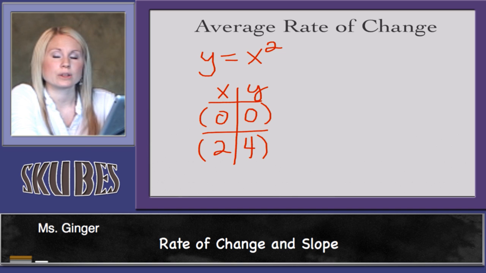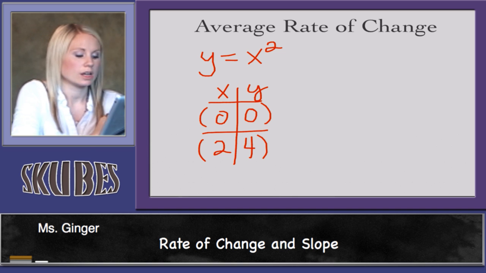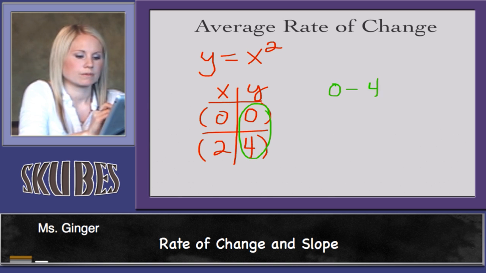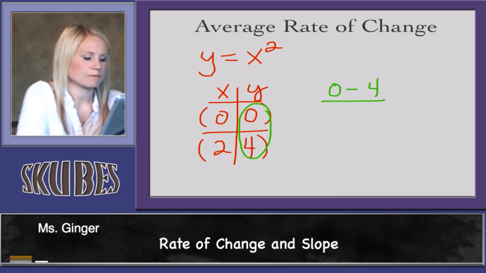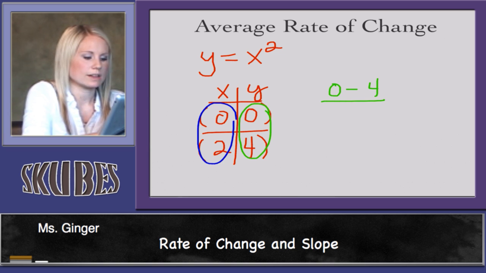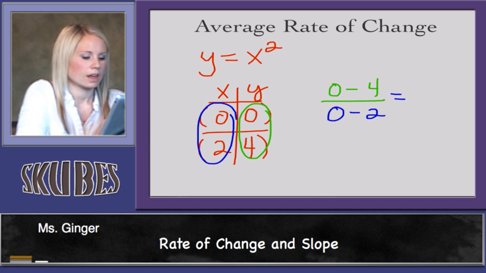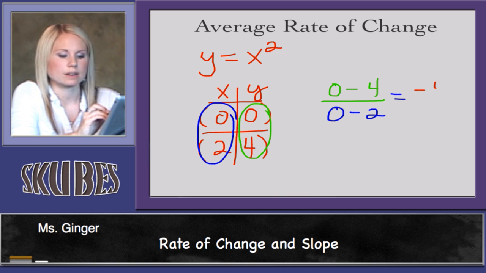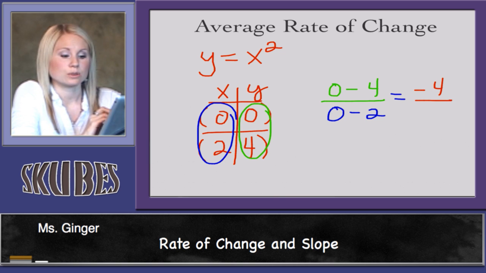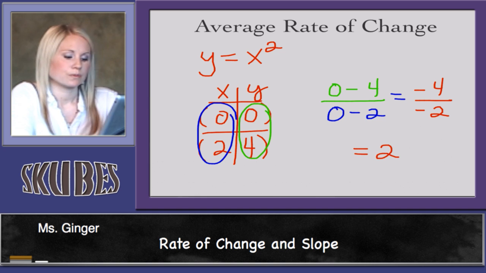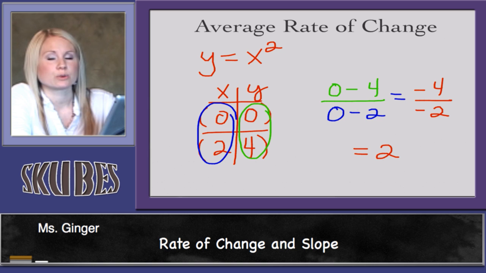ordered pairs that I can now put into the slope formula that I showed you earlier, the difference in y's over the difference in x's. So let's take our y values and find the difference there. And then we're going to put our x values on the bottom. And we are going to have 0 minus 4, which is negative 4, over 0 minus 2, which is negative 2. And when we simplify that, we have positive 2.